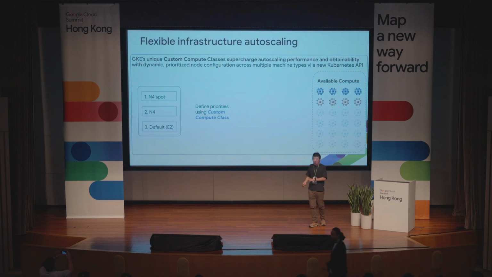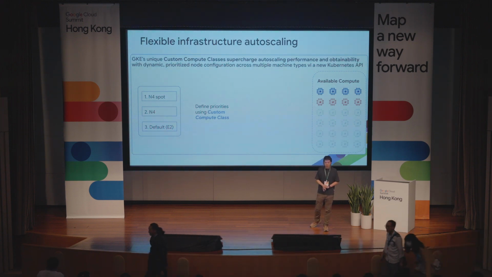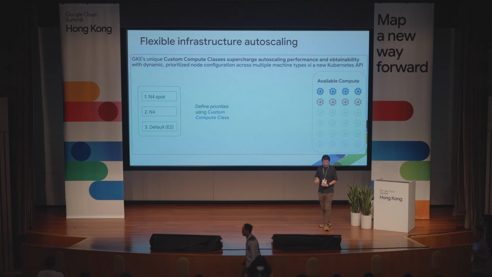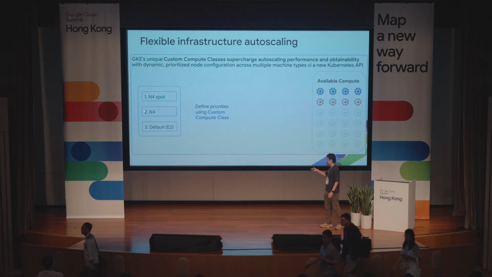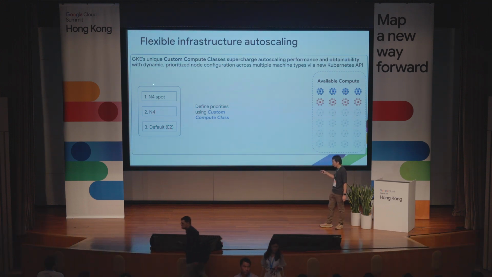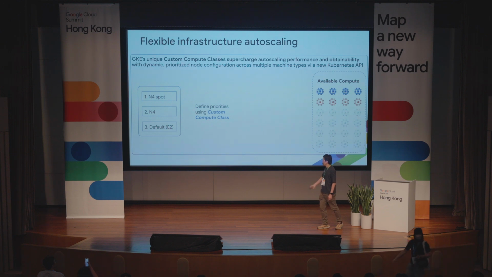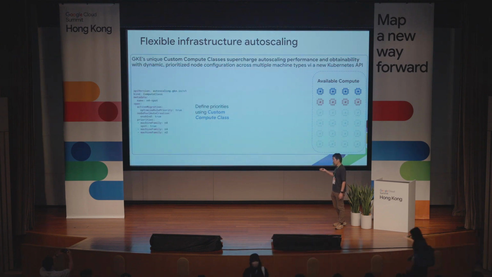So let me quickly explain what is CCC, or custom compute class, in GKE. This is one example. I want to run some workload, but my priority is on the N4 machine family with a spot instance. If there's not enough capacity, then I want to run it on N4 standard. And if there's none, then I will run on the default E2. This is the YAML specification that we can define with custom compute class.